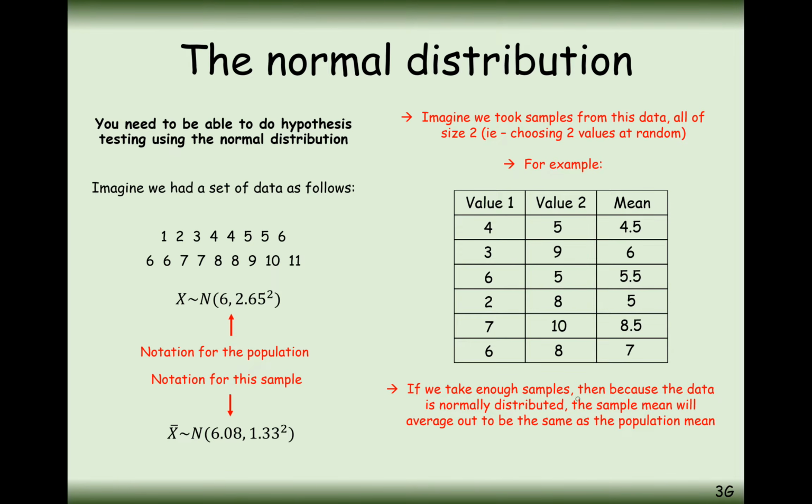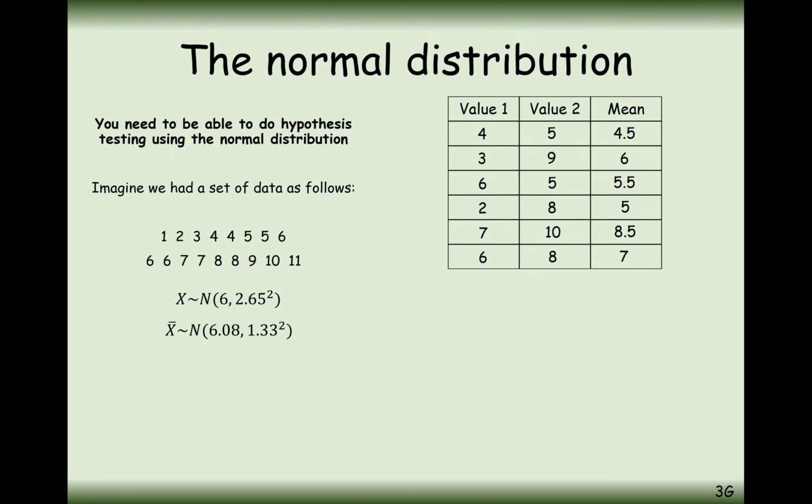So if we were to take enough samples, then because the data is normally distributed, the sample mean will average out to be the same as the population mean. So we would expect naturally that this 6 and this 6.08 would be pretty close to each other, if not identical. However, how is the variance affected? Well, in this case, we can see it's gone from 2.65 to 1.33. Remember that 1.33 is not representing the variance of the data set, it's representing the variance of these means.